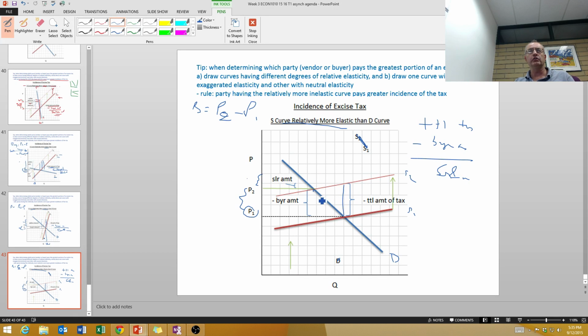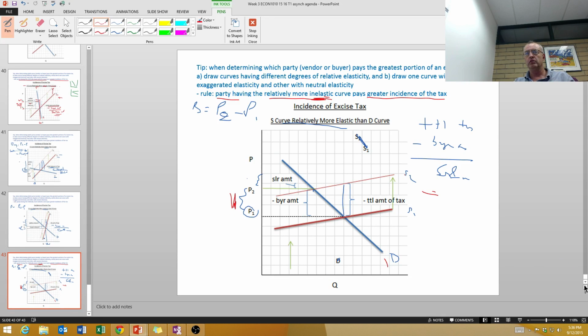So the conclusion from all this is this. The party having the relatively more inelastic curve pays the greatest incidence of tax. So in this example right here, we can see that the demand curve is relatively more inelastic than the supply curve because the slope of the demand curve is steeper than the slope of the supply curve. So the buyer picks up the greatest portion of the tax there.